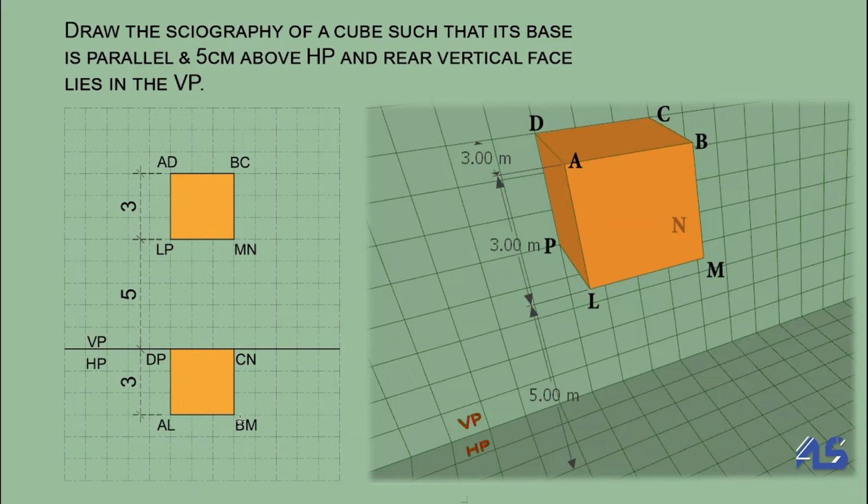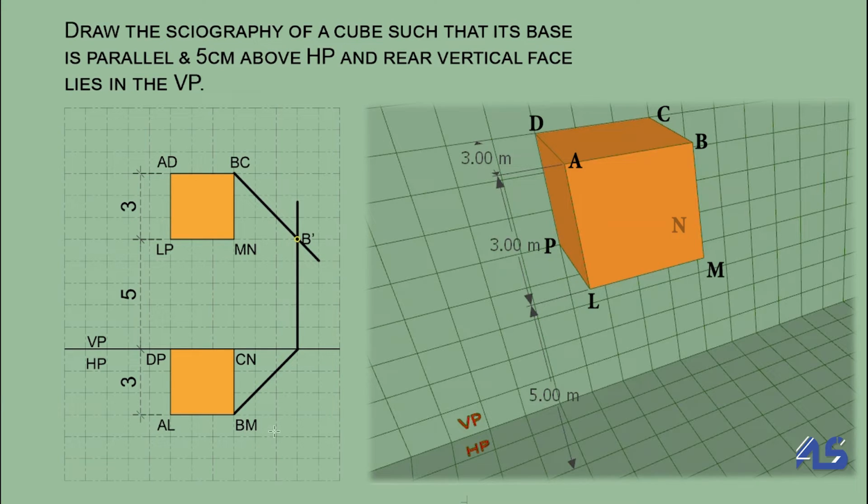That to locate B, we need to first draw a line at an angle of 45 degrees in HP, touching the reference line and transferring it vertically in the VP. And in VP, we will do a similar thing, that we'll draw a line at an angle of 45 degrees so that we'll get the intersection as B dash.